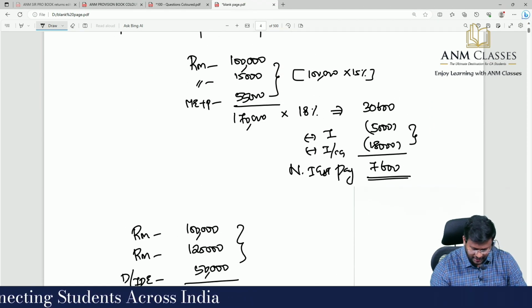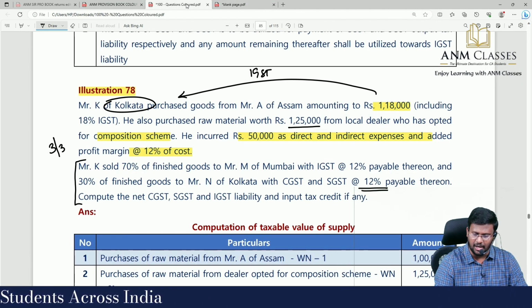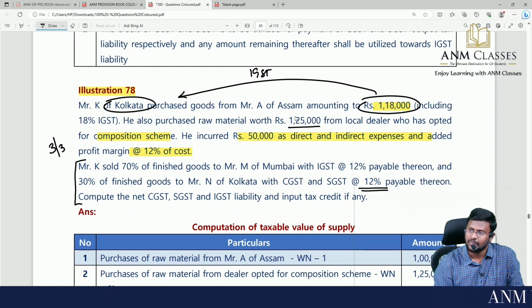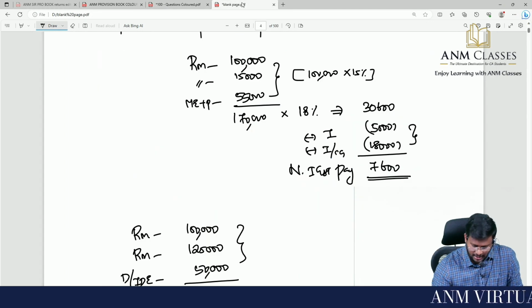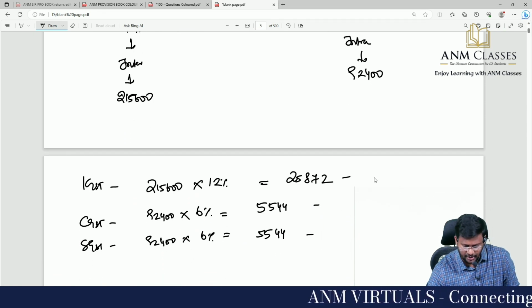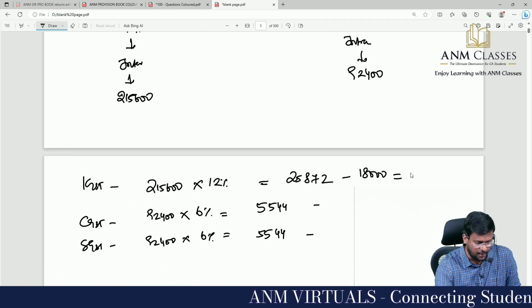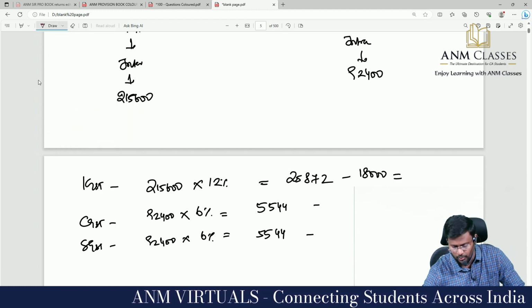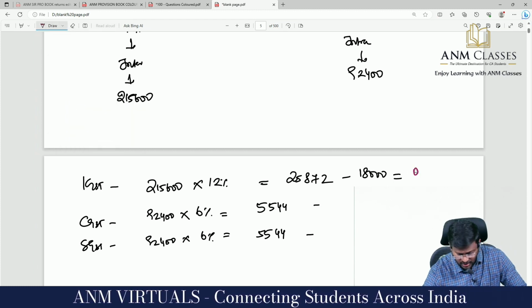Sir, I have to reduce the credit. What and all credit I am having is only one credit. Here IGST 18,000 is there. On this, I can't take credit against anything else; I don't have any other credit. Only this. IGST has to be first knocked off against IGST payable. How much IGST credit? 18,000. So 25,872 minus 18,000 comes to 7,872.